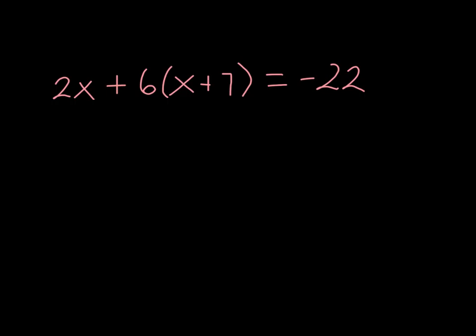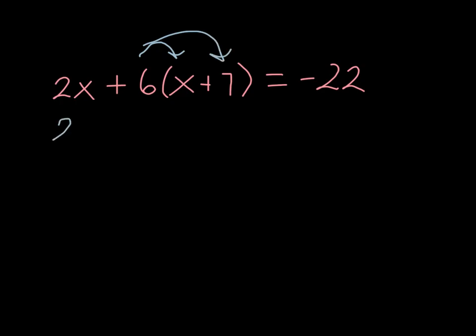All right, so here we go. I'm going to solve this equation for my example number 2. I have 2x plus 6 times the quantity x plus 7 equals negative 22. So once again, usually I want to combine my x terms, but I have an x term that is inside a parenthesis. So I need to get rid of that parenthesis by first using the distributive property. So I'm going to distribute.